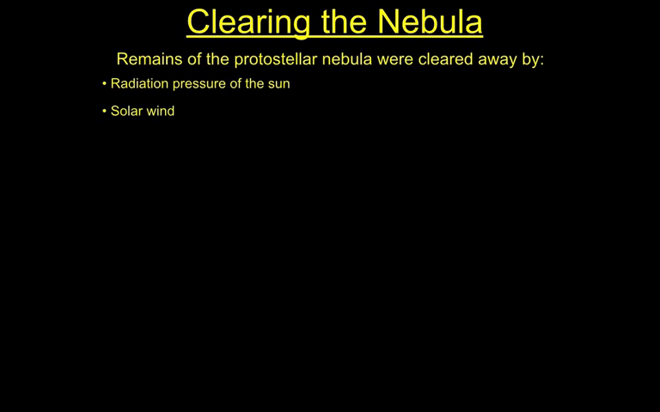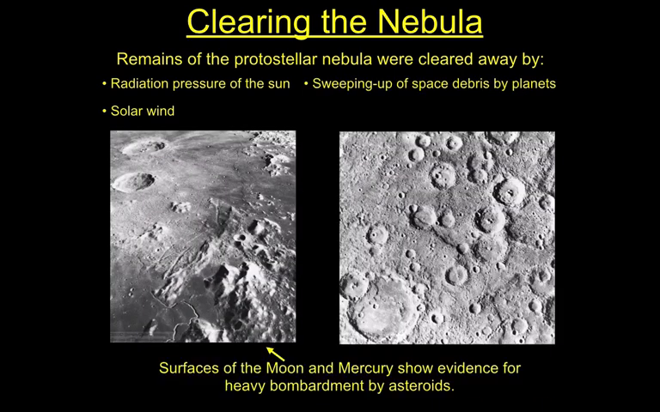We're also going to use what's called the solar wind. The solar wind is an actual stream of material that's coming off of our sun. All stars have this. This stream of material, little charged particles and things, can actually help to push that gas away as well. We also had the sweeping up of debris by the planets that are out there.